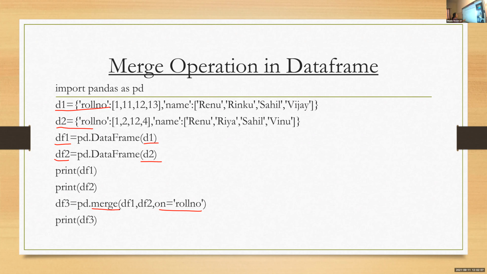On is a keyword. Along with on, give the column name needed for comparison. If you want to compare roll number, then here you give roll number. If you want to compare age, then write age here. If you want to compare the column name, then write name here. Based on that column heading, it will display the output. So this is merge operation.